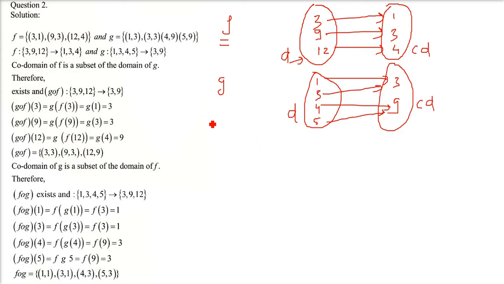So now if G of F, G o F, needs to be defined, what should be there? F comes first and G comes after. So F takes the domain and G takes the codomain of F. So the codomain of F should be a subset of the domain of G. Then only G o F will be defined. See, 1, 3, 4 is coming inside 1, 3, 4, 5. 1, 3, 4 is a subset of 1, 3, 4, 5.